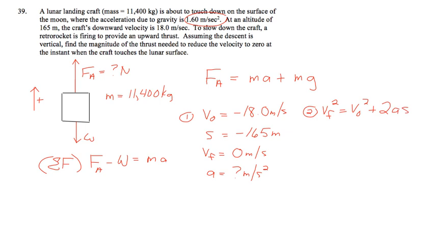VF squared equals VO squared plus 2AS. Now, VF happens to be 0, so if it makes your math any easier, you can cancel that out. And if I solve this for A, I'm going to move the VO squared to the other side, which is going to make it minus, and then divide by the 2 and the S. So my A is going to equal minus VO squared over 2S.